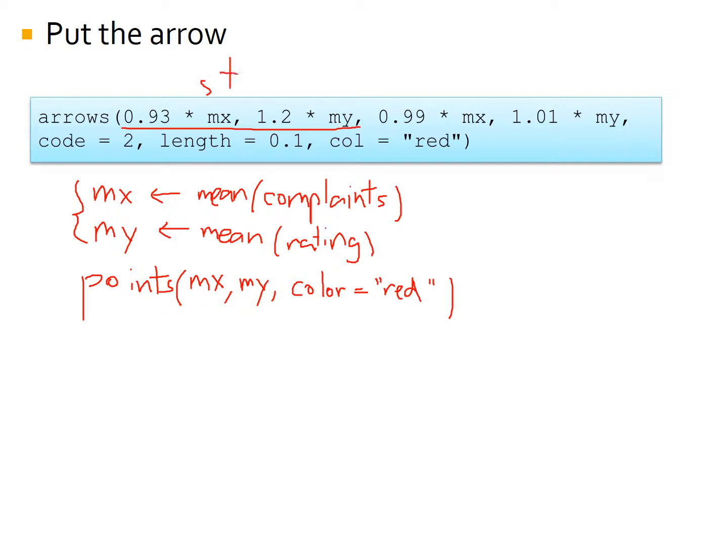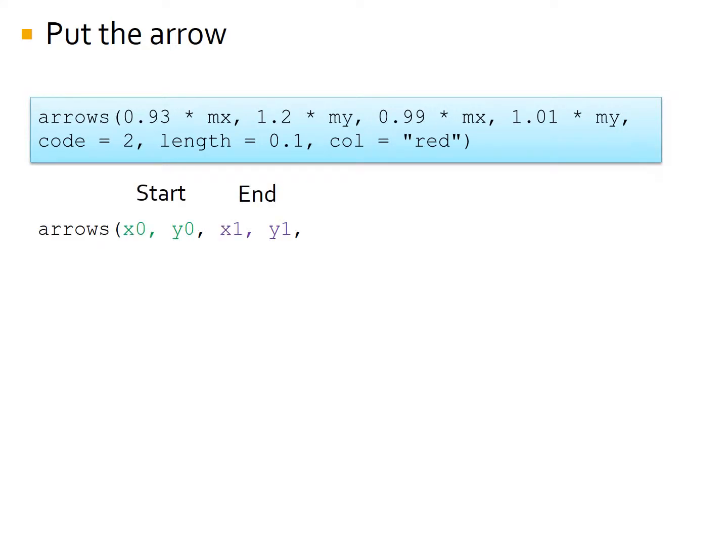I would like to use mx and my for the arrow. So this is a starting point. So let's say this one is the mean x and mean y coordinate. Okay, it starts at 0.93 and 1.2 times mean x and mean y. It means somewhere right here. Okay, going to 0.99 times mean x and 1.01 times mean y. It means it points to around here. Okay, the code is 2. I will explain it later. The length is the length of the arrowhead, and color is red. So I will clear this screen.